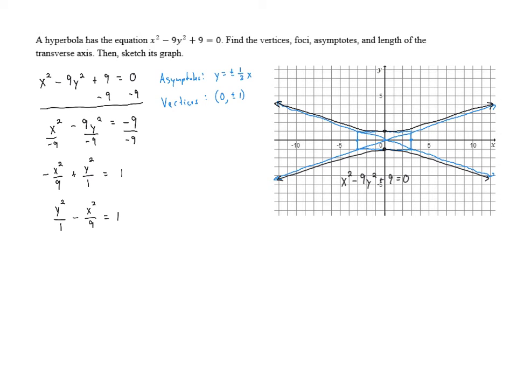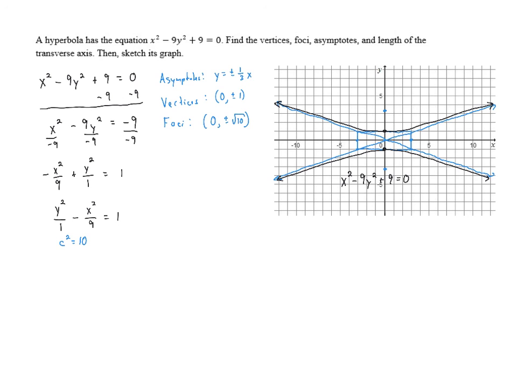Now we need the foci and then also the length of the transverse axis. So remember, for the foci, we need to find the value of c. And c squared is a squared plus b squared, which is 1 plus 9, which is 10. So c squared is 10. That means that c is the square root of 10, and so the foci are going to be at 0, comma, plus or minus the square root of 10. Remember, because this is a vertically opening hyperbola, the foci are going to be up and down on the y-axis. Now, if we want to plot those points, the square root of 10 is about 3.2. So we can go up to about 3.2 and then down to about negative 3.2 on the y-axis.